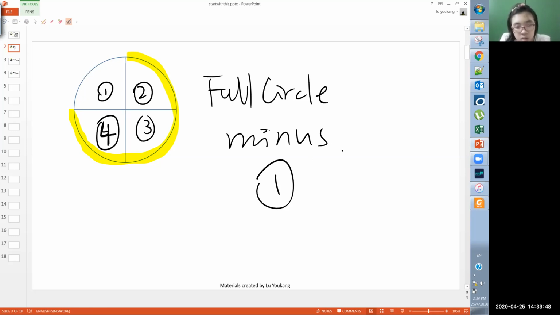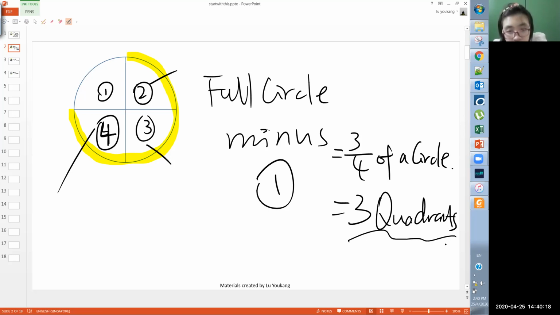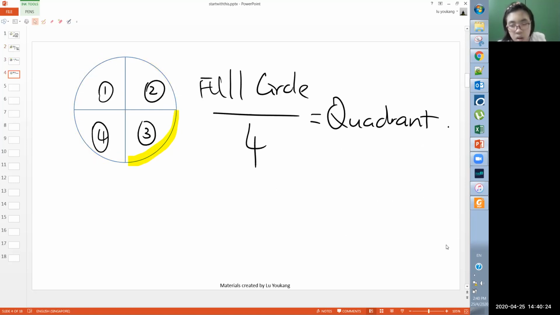And this will give you 3/4 of a circle. It's 3/4 of the circle, right? 3/4 of the circle will give you 3 quadrants. 1 quadrant, 2 quadrants, 3 quadrants. So full circle minus 1 will give you 3 quadrants. Okay. So now let's move on to the question you showed me, your fundamental math.